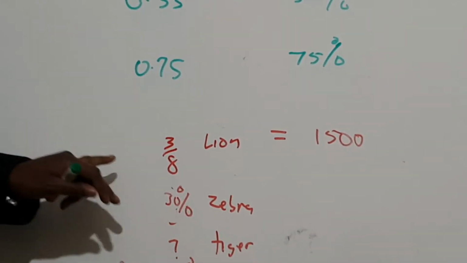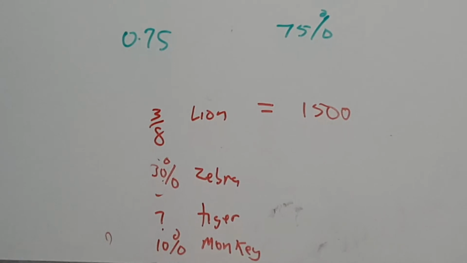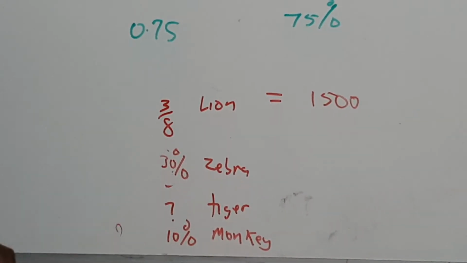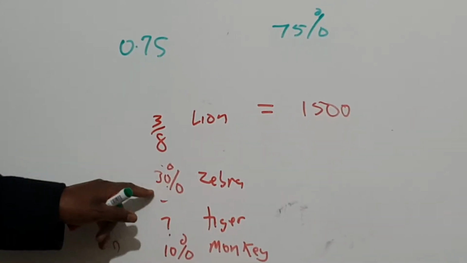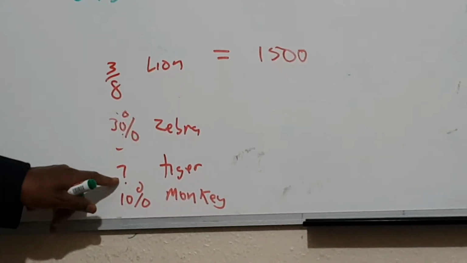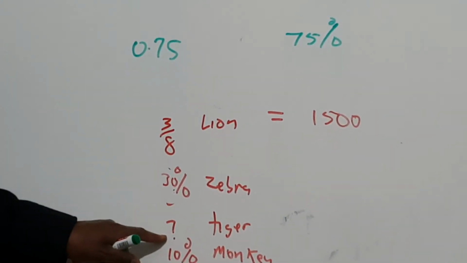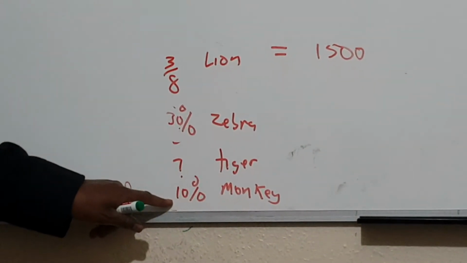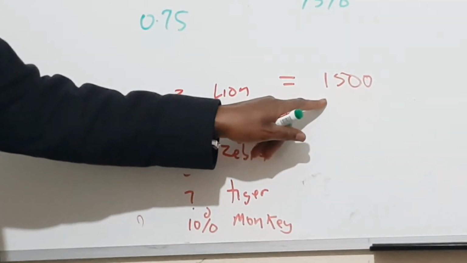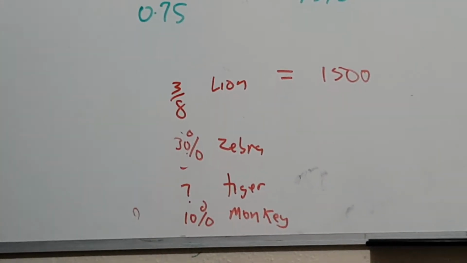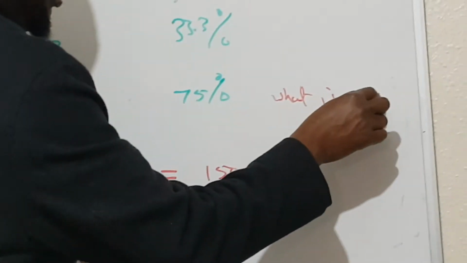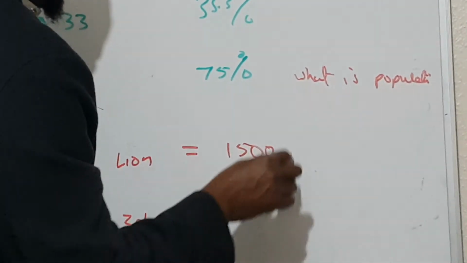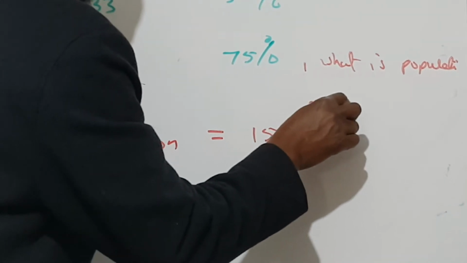So the question that we did with the grade 6 student: there was a survey of animals in the zoo. 3/8 is lion, 30% zebra. The percentage of tiger is not known. The percentage of monkey is 10%, but the number of lion is 1,500. Now, first of all, what is the population of the survey?